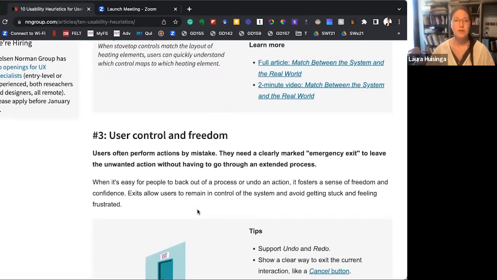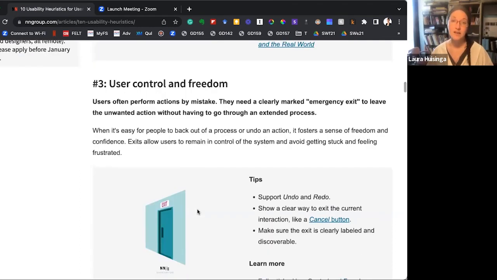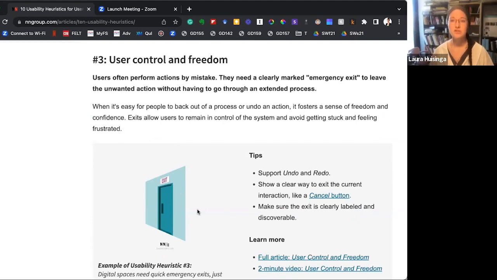Number three, user control and freedom. Users often perform actions by mistake. They need a clearly marked emergency exit to leave an unwanted action without having to go through an extended process. When it's easy for people to back out of a process or undo an action, like a back button, it fosters a sense of freedom and confidence. Exits allow users to remain in control of the system and avoid getting stuck or feeling frustrated.